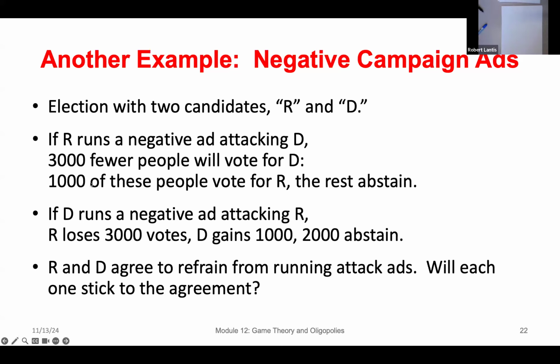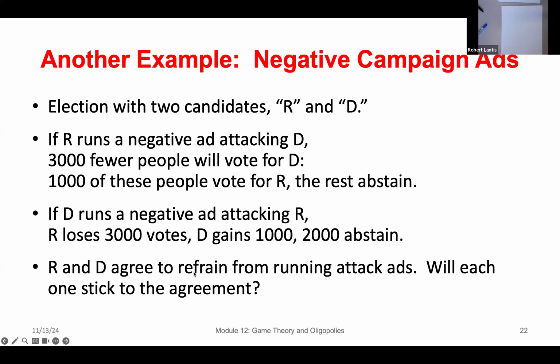So if the Republican runs them, the Democrat loses votes. Maybe the Republican doesn't gain any, or maybe they gain 1,000, right? Maybe I convinced 1,000 people to switch from voting Democrat to the Republican candidate, but the other 2,000 don't vote. And if the Democrat runs the negative ads, the Republican loses 3,000, the Democrat gains 1,000, but 2,000 people say there's no candidate I want to vote for.